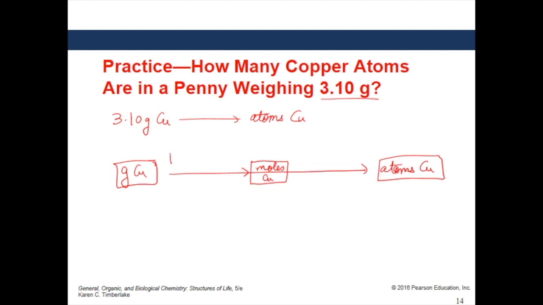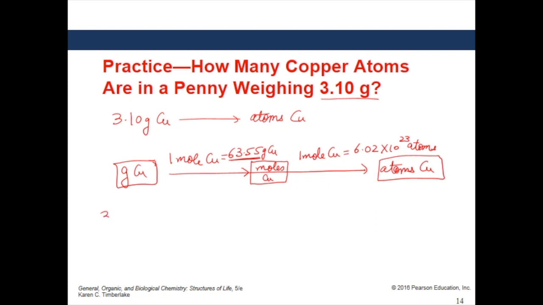We know that 1 mole of copper, if you look at your periodic table, is equal to 63.55 grams of copper. So that is our conversion factor. Where did I get this number from? 63.55, again from the periodic table. And now we need to go from moles to atoms. So we know that 1 mole of anything, which in this case is copper, is 6.02 times 10 raised to power 23 atoms. So you can basically use this conversion factor to go from one to the other.